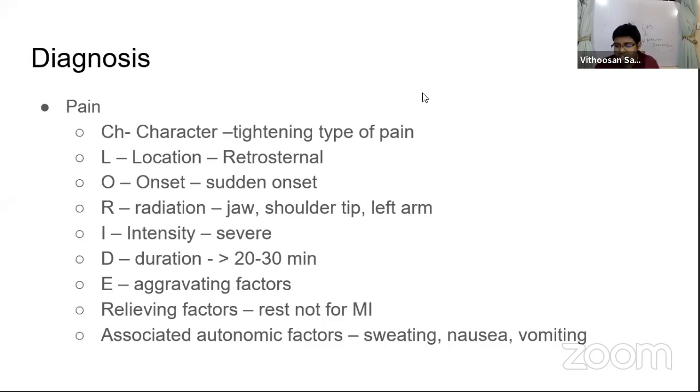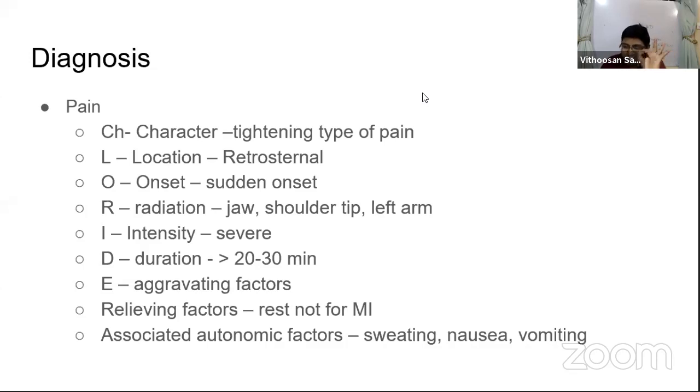But the teaching is acute chest pain is acute coronary syndrome until proven otherwise. There are 100 causes of acute chest pain, but acute chest pain is acute coronary syndrome until proven otherwise. You can miss 99 causes, it's okay. You can't miss an acute coronary syndrome. You can't miss a heart attack.